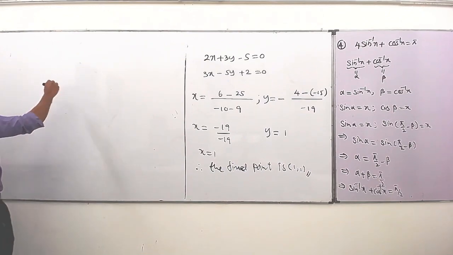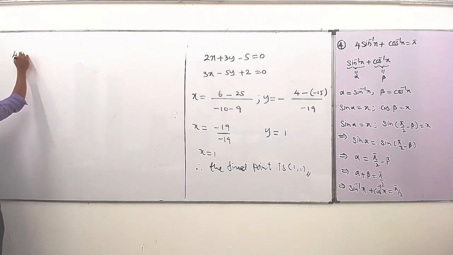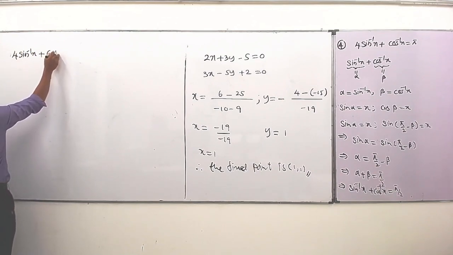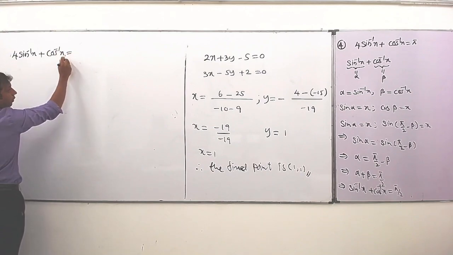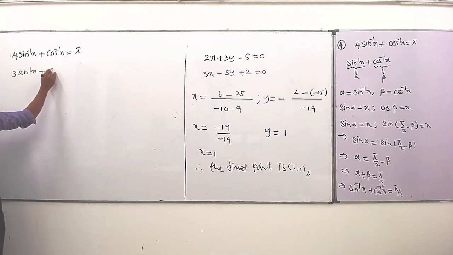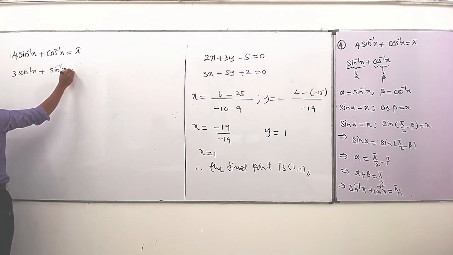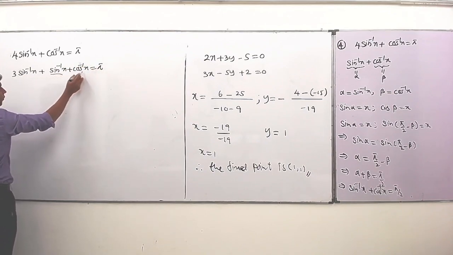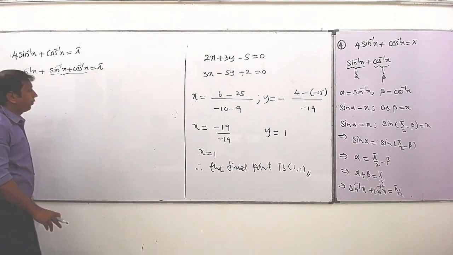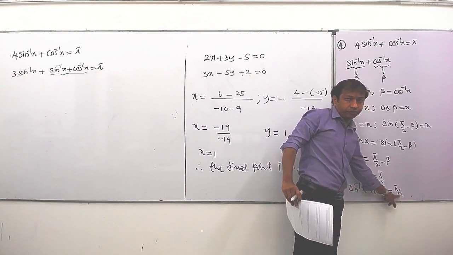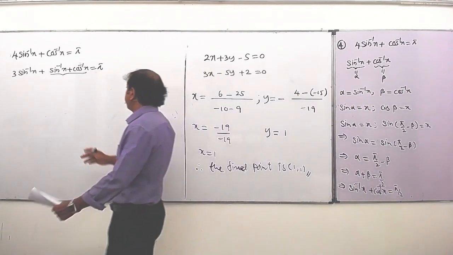The given equation is sine inverse x plus cos inverse x equals pi. This I can write as 2 sine inverse x plus sine inverse x plus cos inverse x equals pi. But we know sine inverse x plus cos inverse x is pi by 2. Put here pi by 2.